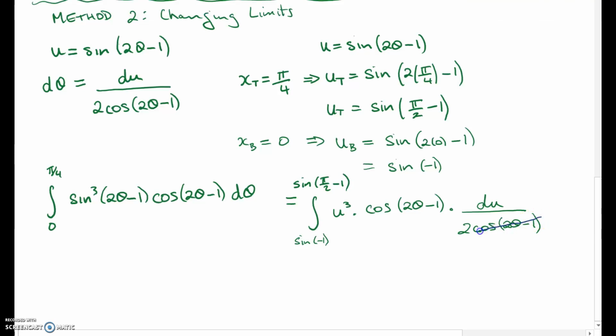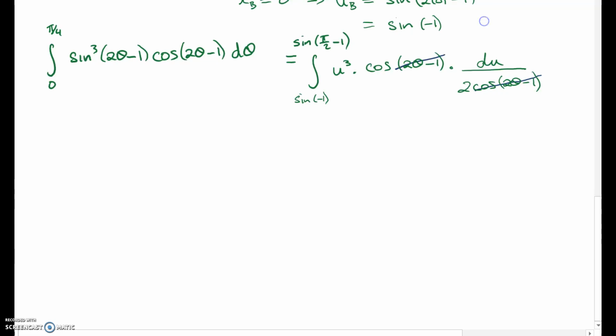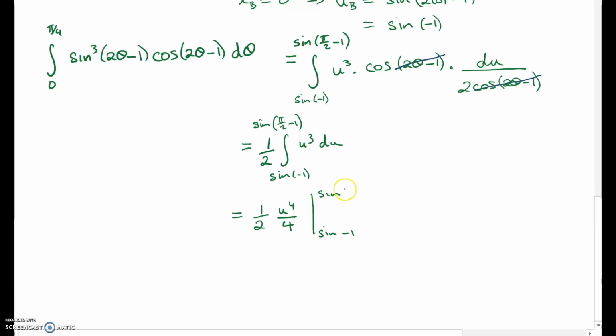The cosine of 2 theta minus 1 will cancel. I'm going to pull out the 1/2. I'm working a little bit faster than I did before. So it's 1/2 times the integral of u to the 3 du from the sine of negative 1 to the sine of pi over 2 minus 1. You integrate that and have 1/2 times u to the 4 over 4, from the sine of negative 1 to the sine of pi over 2 minus 1. Now remember, the big thing about this is we're not going back to x's. We changed the limits, and when you change the limits, you don't go back to x's.